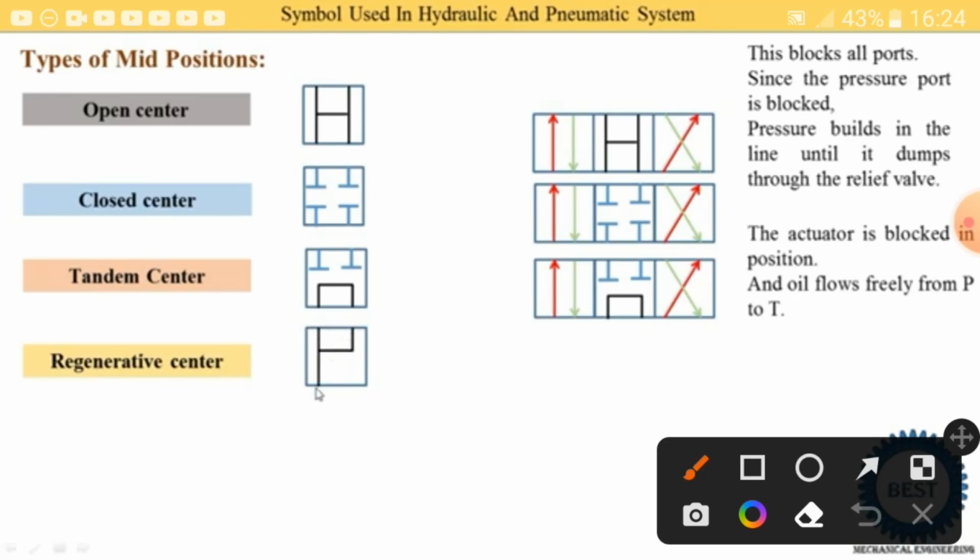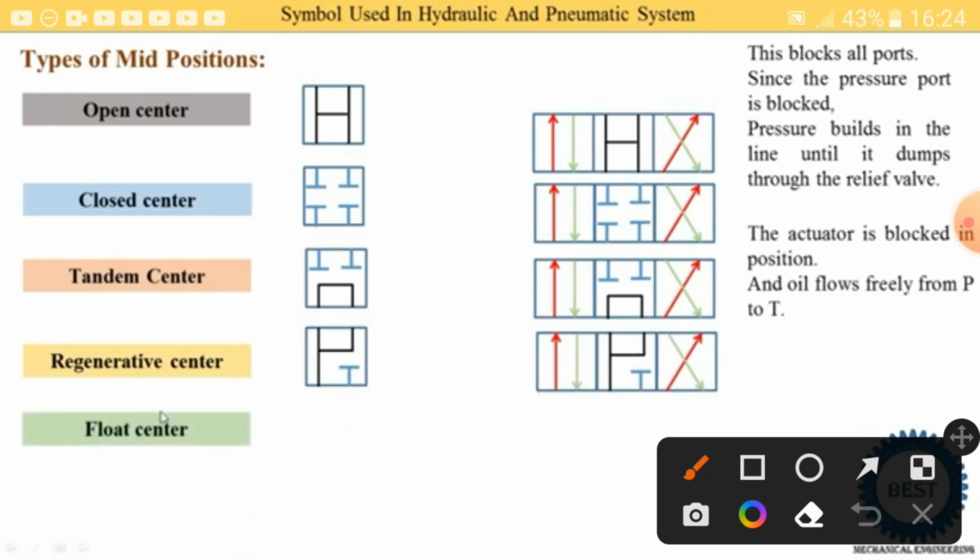Here you see the oil entering from P is supplied to both A and B, and the T port is blocked. This is the mid position during the regenerative center. Next one is the float center. In a float center, the pressure port is closed, meaning oil is not supplied to the actuators. So the actuator is also not working in the float center position.